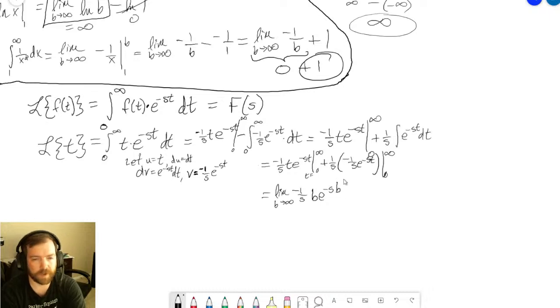So here when we plug in larger and larger numbers for b, having an e to the negative sb is going to get us smaller and smaller values. It's going to tail off as we continue on further. So here, this is going to just end up being 0. Then we subtract this thing evaluated at 0. So now this is going to be a minus a negative is a plus, 1 over s times 0 times e to the 0. Well, that's easy. This whole thing is now just going to be 0.